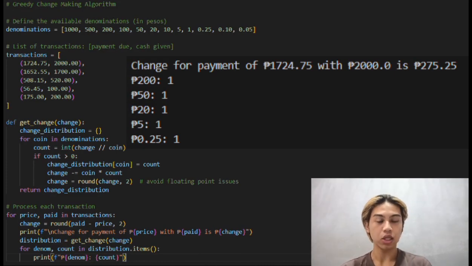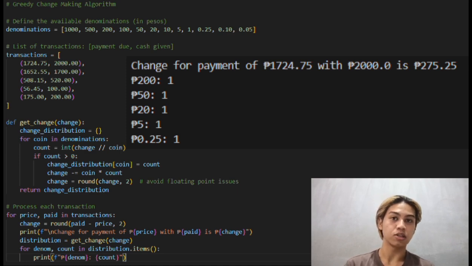So I will now continue the explanation of the Python code. For the last part, it will be processing transactions. It loops through each transaction, calculates the change, and calls get_change() to determine how to give that change. It also prints the number of each denomination used.